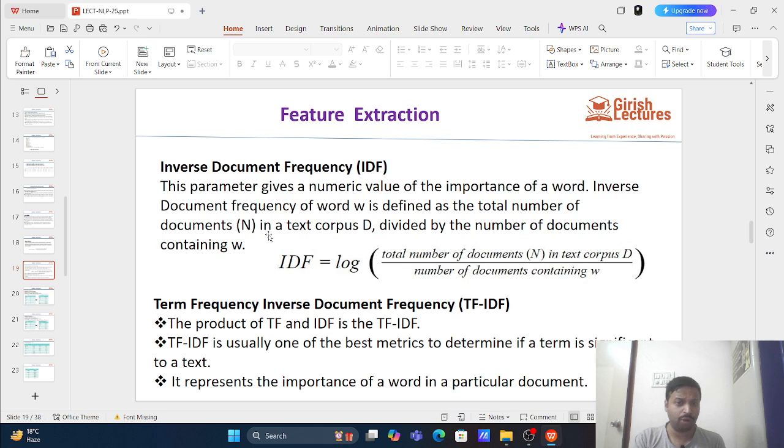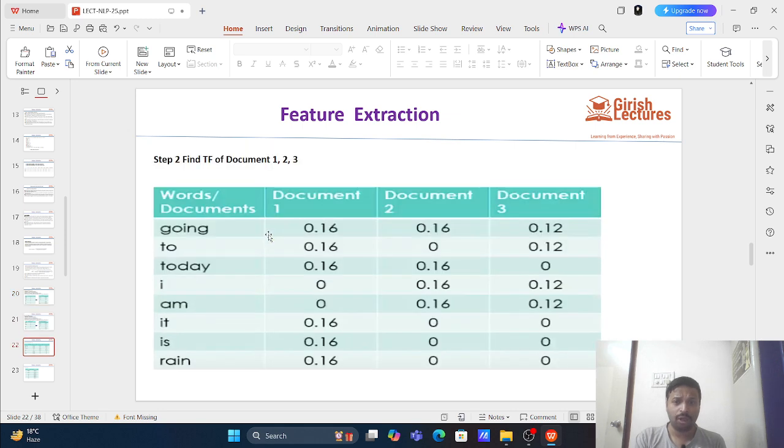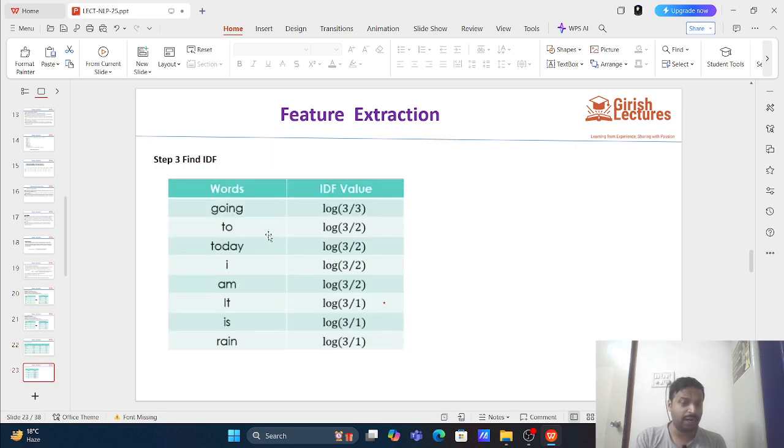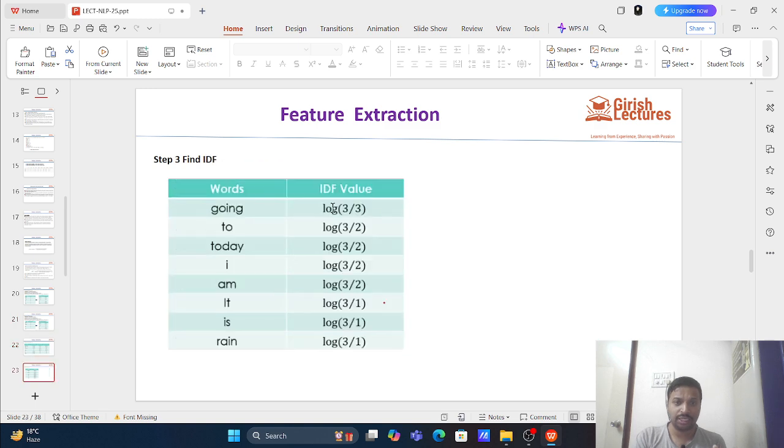So as per the formula of inverse document frequency, total number of documents N in text corpus D. For suppose if you take the first one, going. Going appeared all 3 times, that's the reason 3 divided by 3. Next coming to 2. So 2 has appeared only in 2 documents. That's the reason the denominator is 2. And how many documents we have? 3. That's the reason it is 3 by 2.